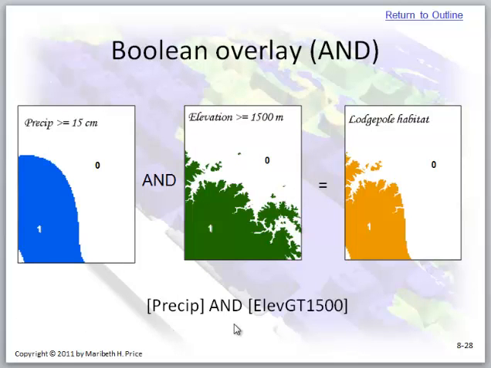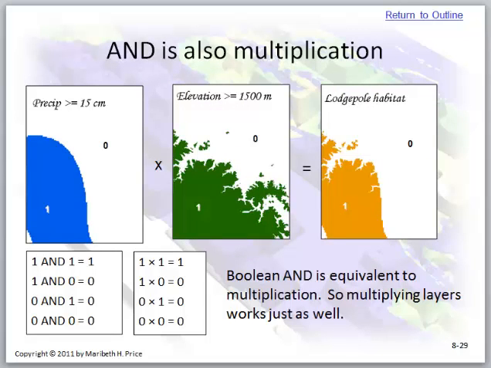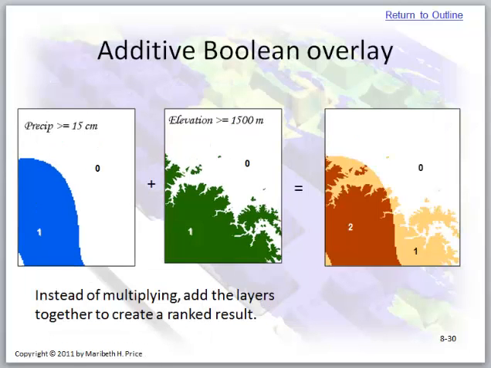Here's an AND of precip and elevation. Looking for just the ones, we would end up with just these. And it can also be multiplication. Here they're ANDed and here it is multiplied. All the answers are the same. That's why we can use the multiplication.